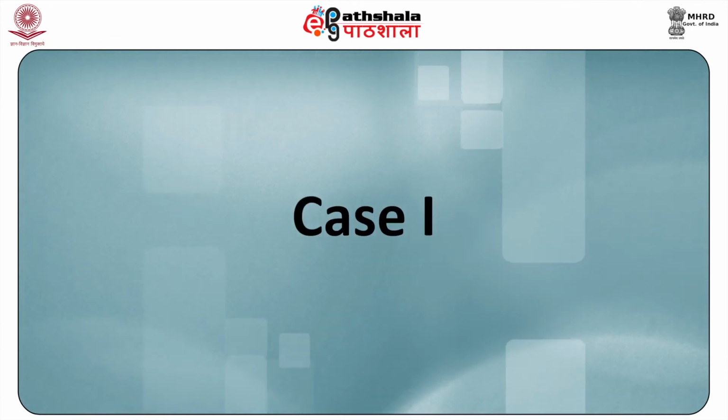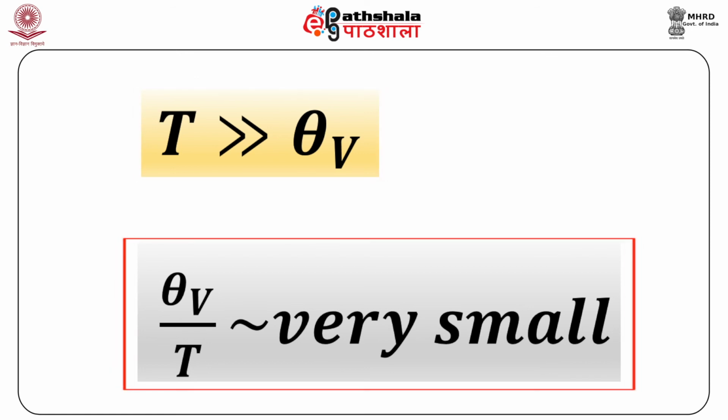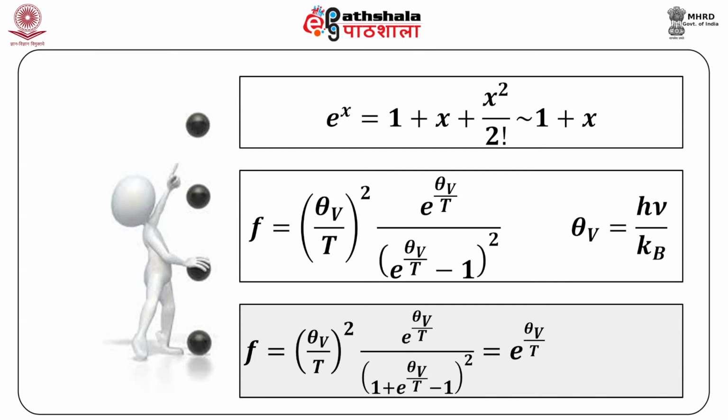If we want to go into the details of the change in the molar heat capacity with temperature, we can consider two cases. The first case is when the temperature is very high. When the temperature is very high, theta v by T in the Einstein function will become very small. And therefore, as you can see in equation 11 and equation 12, the Einstein function reduces to e to the power theta v by T.